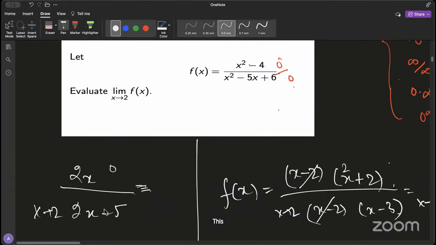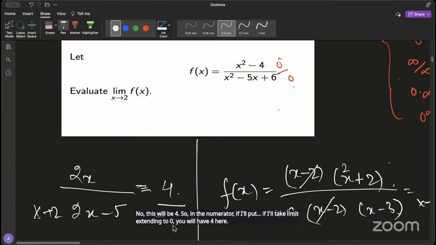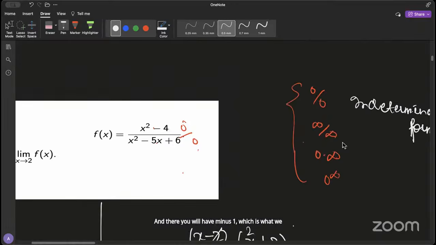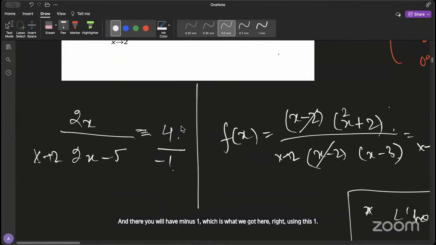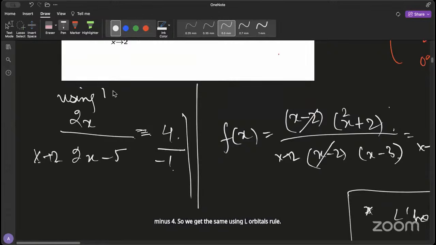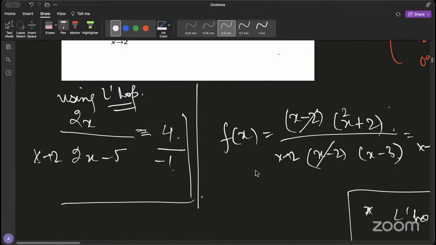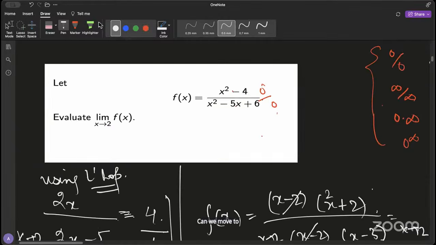This will be 0. No, this will be 4. So in the numerator, if I take the limit x tending to 2, you will have 4 here. And here you will have minus 1, which is what we got here, right? Using this one, minus 4. So we get the same using L'Hopital's rule. Can we move to the next question if this one is clear?